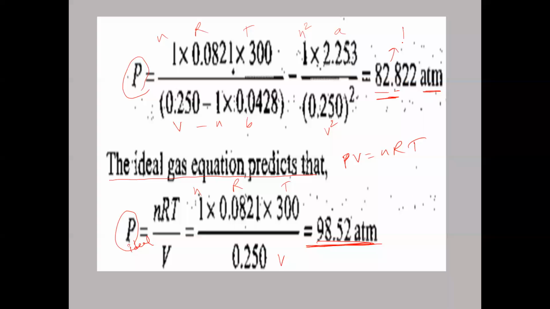Pressure exerted by real gas, and pressure exerted by ideal gas. Generally, the pressure exerted by the ideal gas will be greater than the pressure exerted by the real gas.